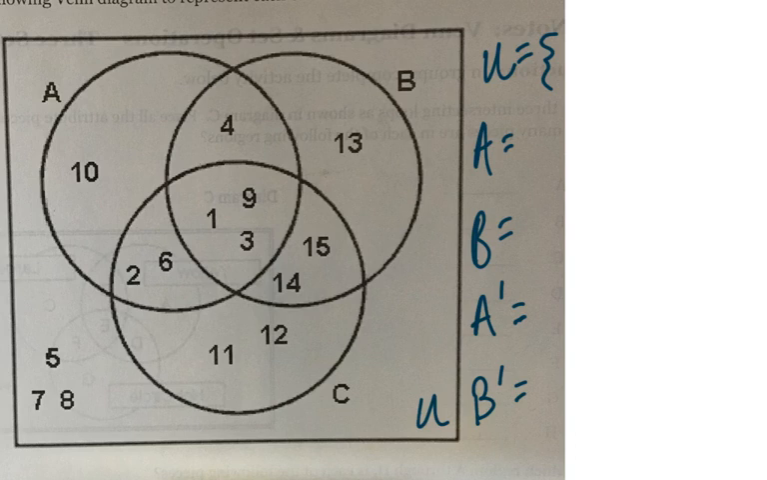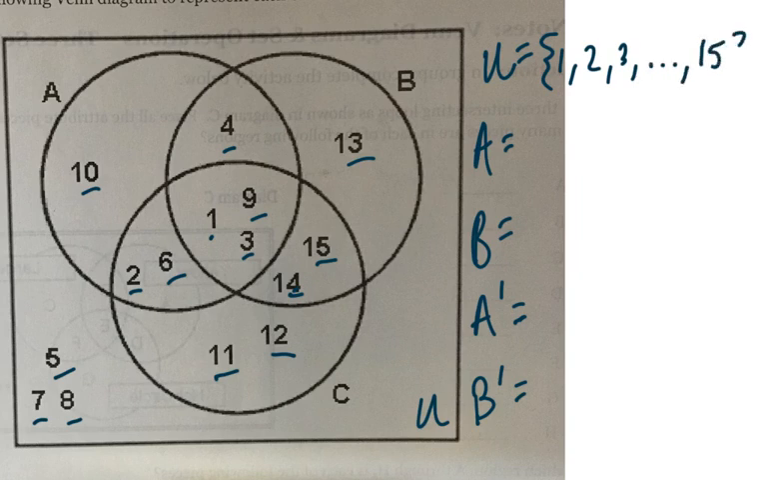So we have 1, 2, 3, 4, 5, 6, 7, 8, 9, 10, 11, 12, 13, 14, 15. So I'm just going to write the numbers 1, 2, 3. In roster form, I can use an ellipsis to show that it keeps going all the way up to 15 and follows that up by 1 pattern each time.